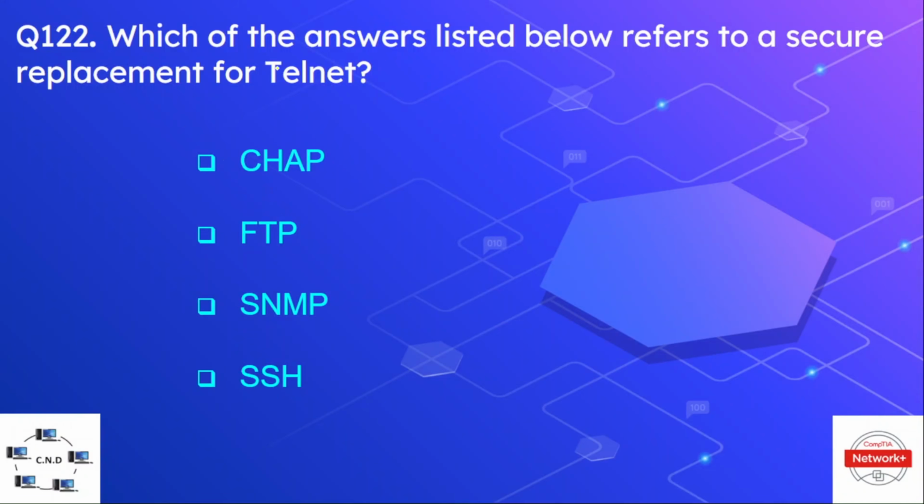Question number 122 is that which of the answers listed below refers to a secure replacement of Telnet? So Telnet is not secure. The data, or the username or password, is sent over the network in clear text form, or unencrypted form. So the secure version of Telnet, the options are CHAP, Challenge Handshake Authentication Protocol, FTP, File Transfer Protocol, SNMP, Simple Network Management Protocol, or SSH, Secure Shell. And the correct option is SSH. So SSH is the secure replacement of Telnet.